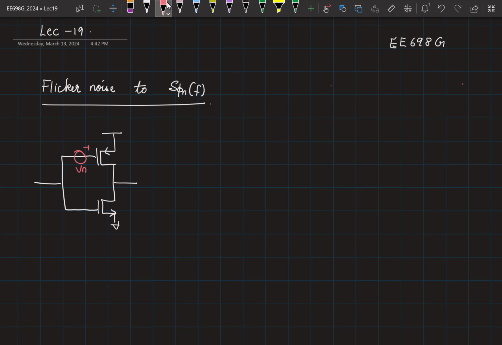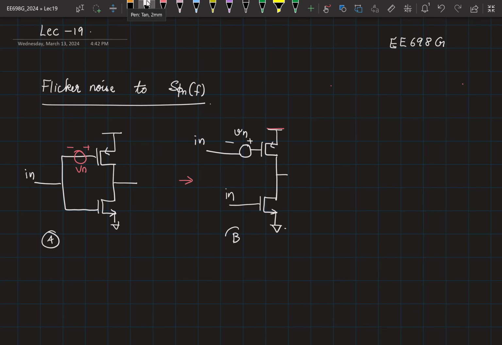I am going to show the signs as plus and minus just for certain transformations I am about to do, but we all understand that the signs of the noise don't matter because anyways we are going to deal with the PSD, right? So let me rearrange this. If this is input, I can simply say this is Vn and this is connected to the input. This is also input. Did I make any change to the circuit as such? Let me call this A. Let me call this B. So from A to B, no change has occurred at all in the circuit.